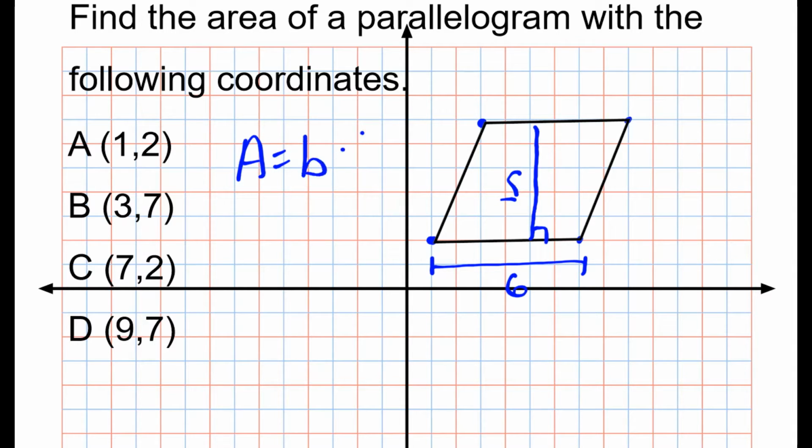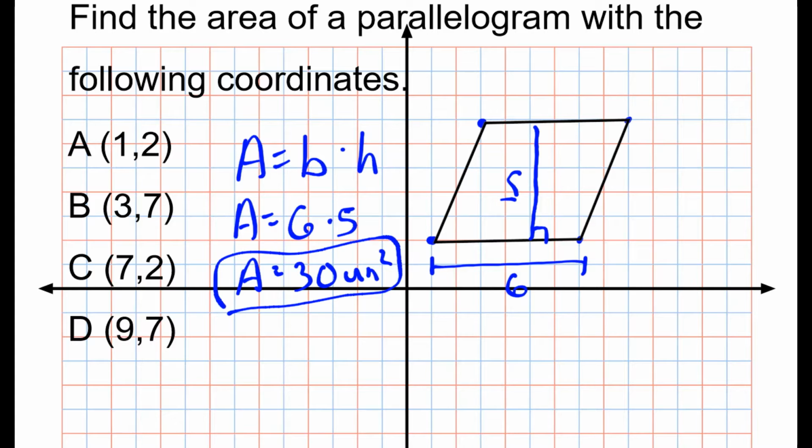Area is base times height, which would be 6 times 5. And we're looking at an area that is 30 square units.